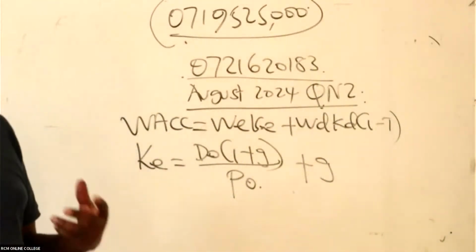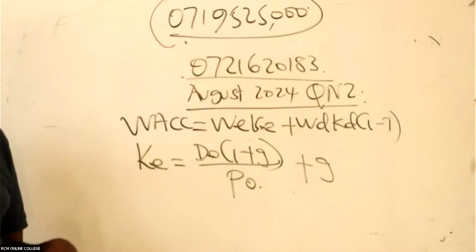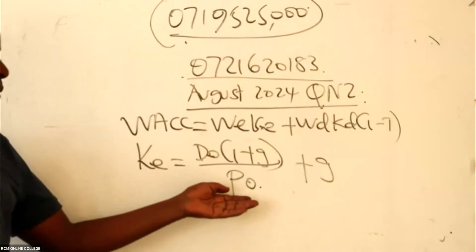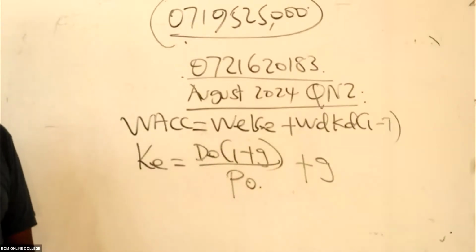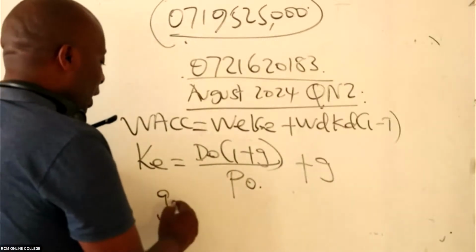Because as a technical person, in terms of finance, I'm able to tell what is missing. I don't have a problem with these dividends. They have given me the dividends. But I have a problem with growth rate. I have a problem with G. So first of all, we have to get G. How do we get G?